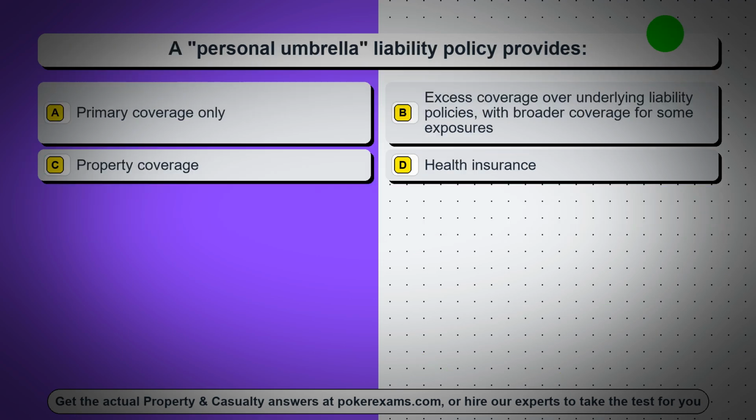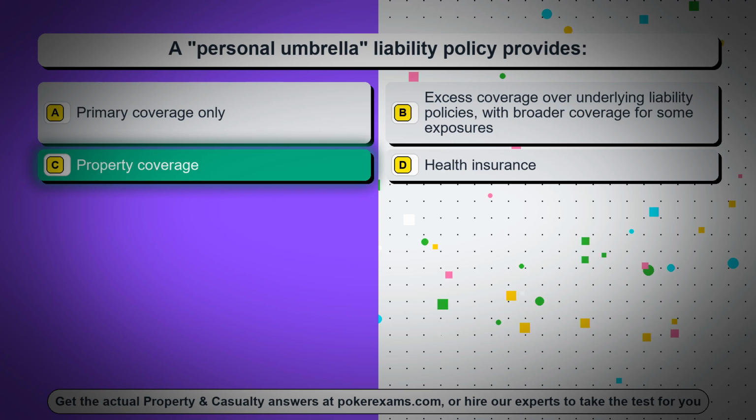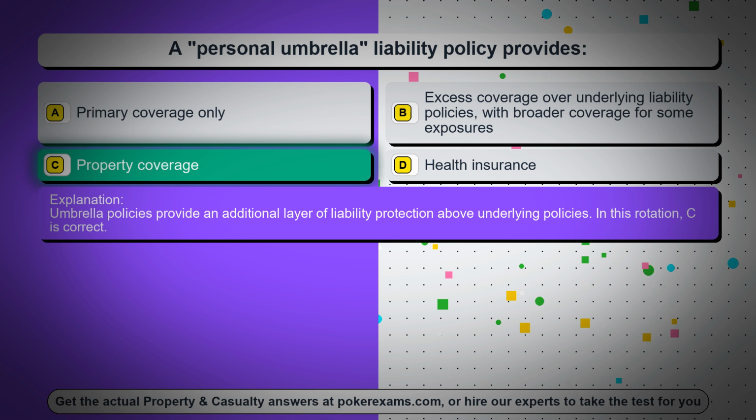Question 59. A personal umbrella liability policy provides. Option A, primary coverage only. Option B, excess coverage over underlying liability policies, with broader coverage for some exposures. Option C, property coverage. Option D, health insurance. The correct answer is option C, property coverage. Umbrella policies provide an additional layer of liability protection above underlying policies. In this rotation, C is correct.